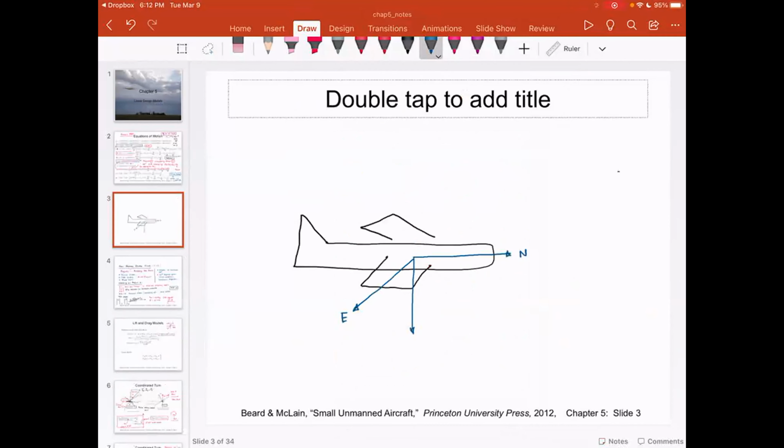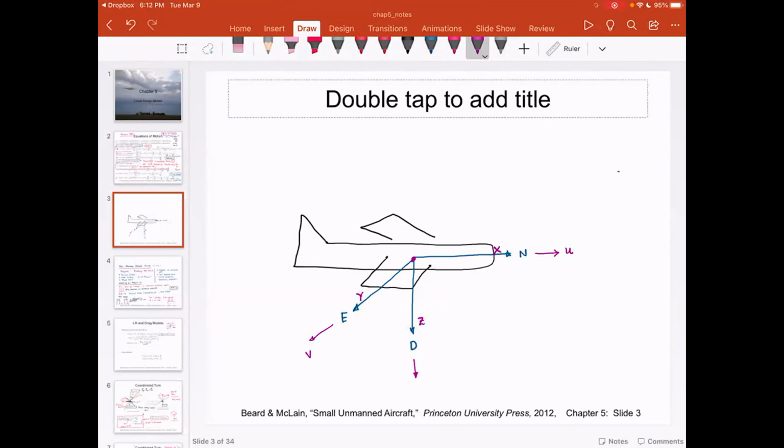Now let's identify. So north is going to be X, this is X, this is Y, this is Z. So you have north, east, down. Now velocity in the north direction, this is u, this is v, and this is w. And again, everything is in the body coordinate frame.